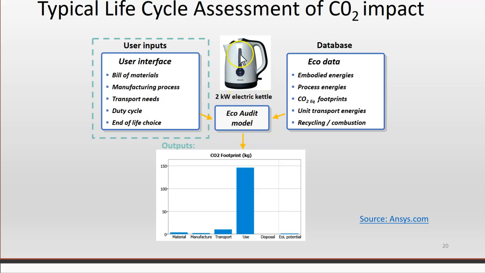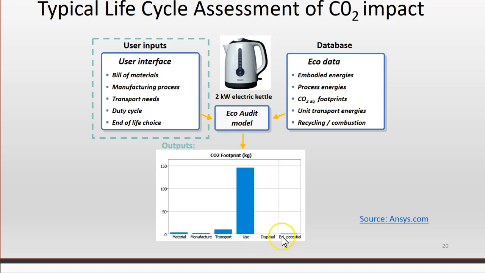For example, in this electric kettle, we can deconstruct the design choices for the materials and determine what the carbon footprint is for a particular batch of production. We can see here for this kettle, the CO2 footprint from the materials and the manufacture is quite small compared to the transport. But the use of this kettle to boil water, which is energy intensive, accounts for most of the carbon footprint.